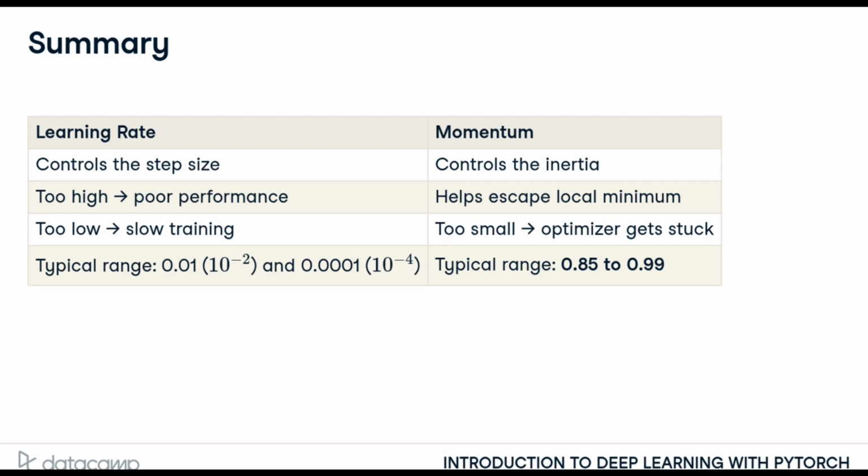If it's too high, the optimizer may not find the minimum. If it's too low, training slows down. Momentum helps the optimizer move past the local minimum. Without it, the optimizer may get stuck. Here, typical values range from 0.85 to 0.99.